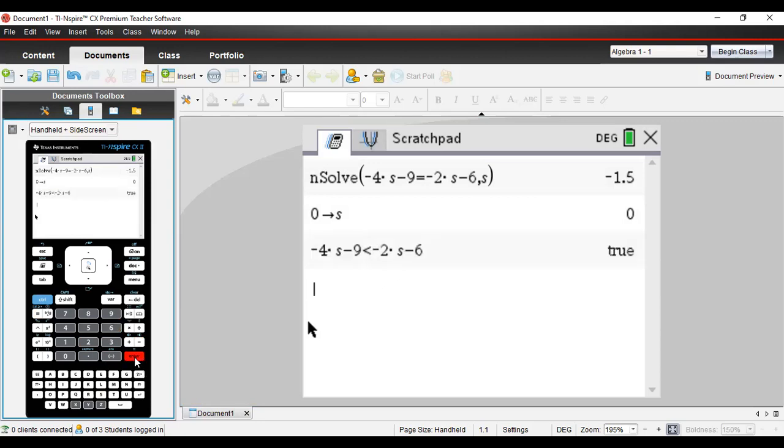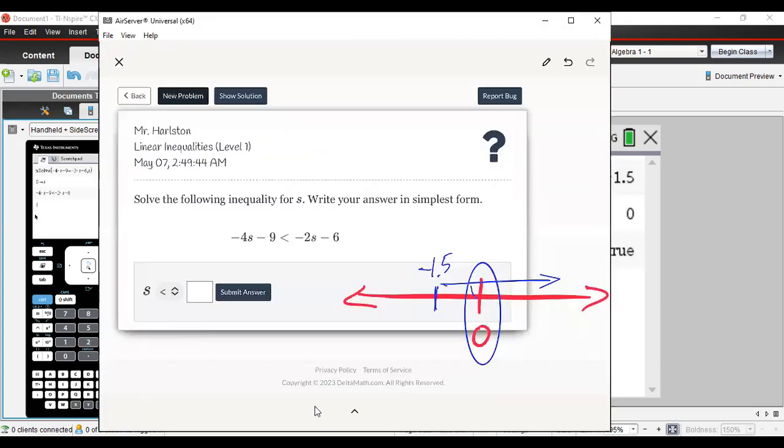And it says true. That means that we should be going to the right, because 0 is in our solution set. So that means our answer is going to be S is greater than a negative 1.5. That would be our final answer. Okay, I got one more.